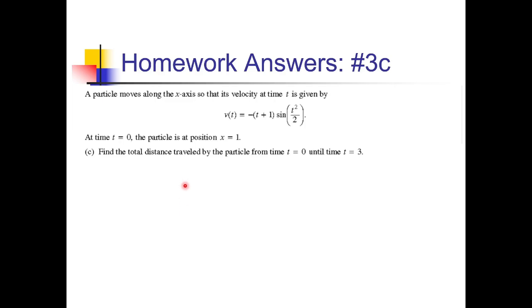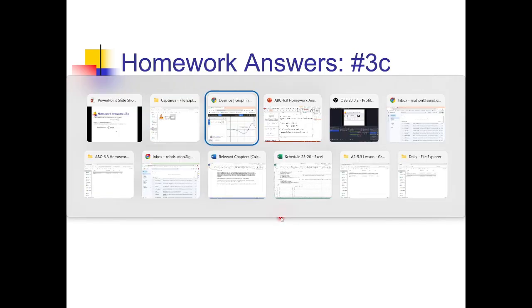For part C of this problem, they want the total distance traveled by this particle from time 0 to 3. So for this, all we need to do is take the integral of the absolute value of velocity to make all the distances positive between 0 and 3. So absolute value v of t between 0 and 3. Do this just right on the calculator.